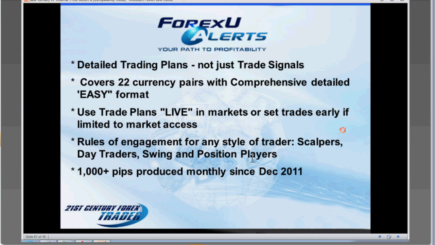We have rules of engagement for any style of trading. Whether you're a scalper, a day trader, a swing, or position trader. These reports have generated 1,000+ pips monthly since December 2011. It's all documented. If you were a swing position trader, it's more. It's not about me having more and how many I could do. It's about how many is simple for you to do and duplicate. There wasn't anybody who couldn't have 500 to 1,000 pips each month once they learn the system.